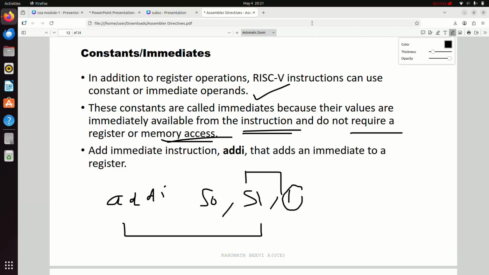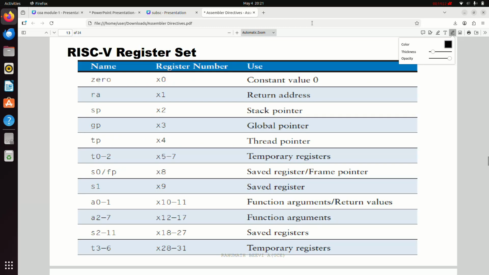It is provided directly to us, so we don't need a separate way of storing it. Now you have to learn this RISC-V register set. Okay, so how we are going to learn it, let's see first.